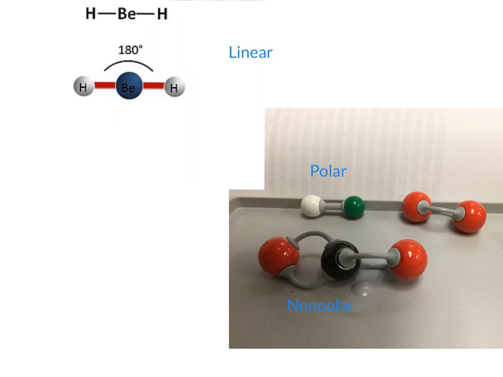Okay, this shape is a linear shape, and your degrees are 180 degrees. And if you notice, your electronegativity is going to go usually in the opposite direction. Now if it's an equal element, if you have the same one on each side, each is going to have the same electronegativity force pulling on the opposite side, which means that you won't have anything moving because it's equal on both sides.